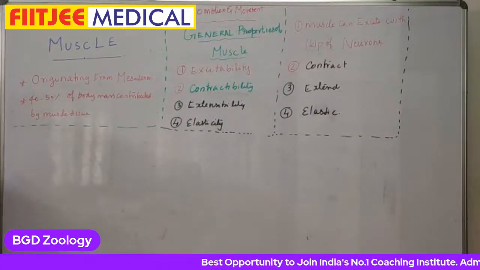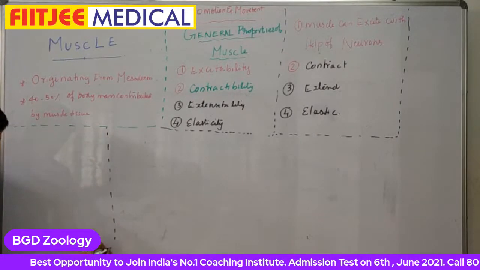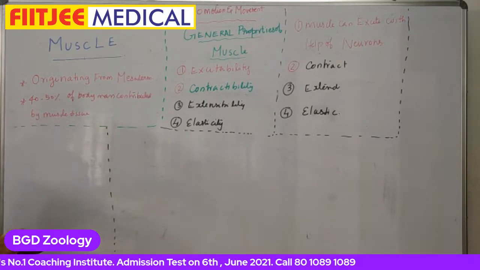Now we have to look into the different types of muscles. What are the different types of muscles? We can see that.